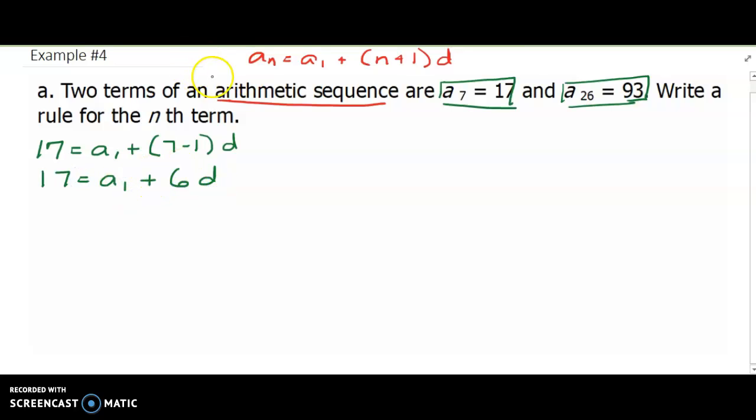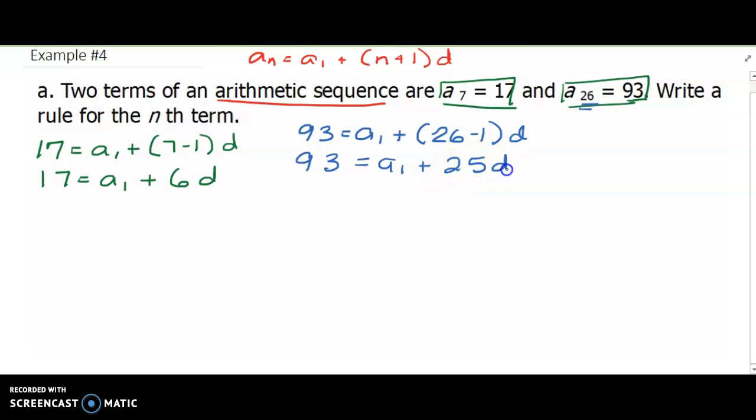Now I can do the same thing for my a sub 26, so I can say 93 equals a sub 1 plus n minus 1. Here my n is 26 times my common difference. If I clean this up, 93 equals a1 plus 25d. Now you could use substitution or elimination here. It doesn't really matter. Both would be super easy at this point because you have your a1s by itself already.